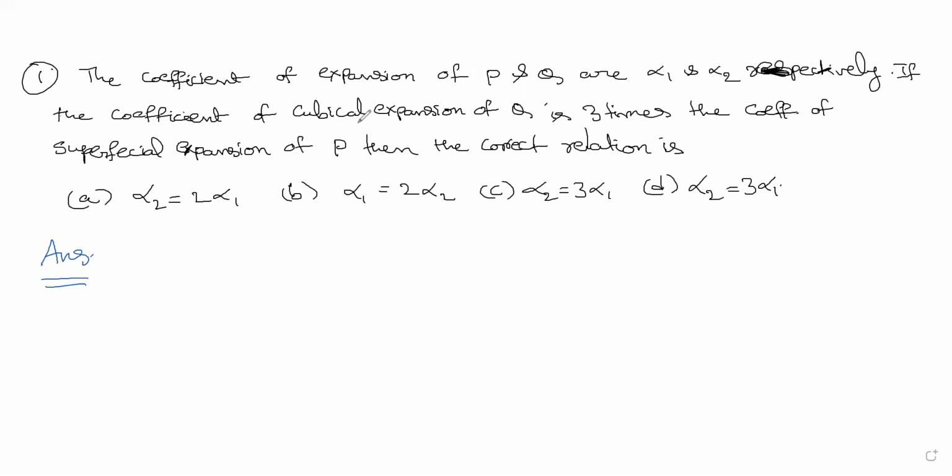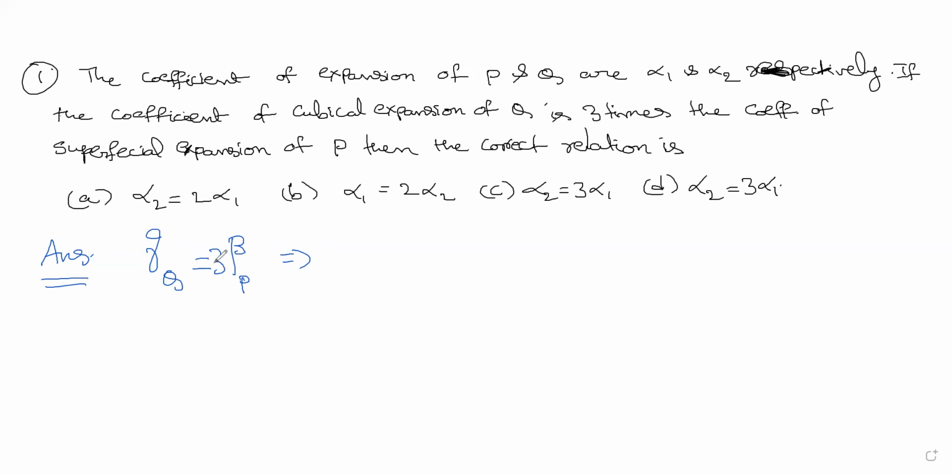The coefficient of expansion of P and Q are alpha 1, alpha 2 అంటే linear expansions అని, alpha 1 alpha 2 respectively. The coefficient of cubical expansion అంటే volumetric expansion of Q అంటే gamma Q is equal to 3 times the coefficient of superficial expansion. Superficial expansion అంటే aerial expansion of P అంటే beta P అని ఇచ్చారు. ఓకే, gamma Q is equal to 3 times beta P. ఇక్కడ 3 ఇచ్చారు. సో 3 times beta P రాసుకోవాలి.